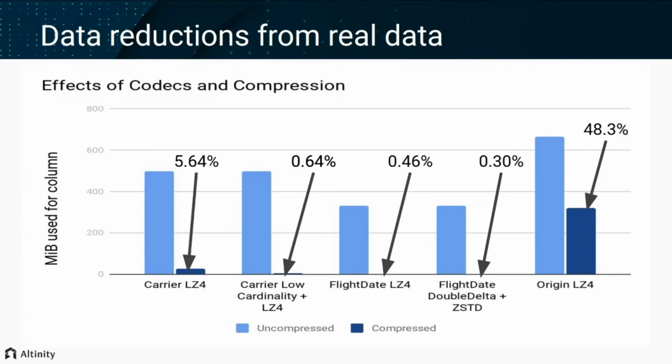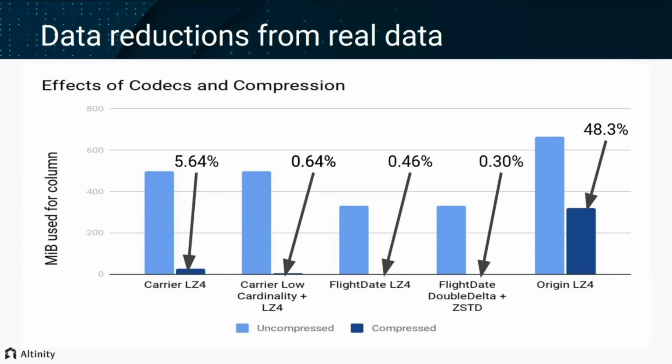We can do similar things on flight dates. So we see flight date with LZ4, contrasted with double delta and STD. And then on the right side, what we see is not everybody is perfect. The origin is an airport code. In this particular case, we haven't applied a codec to it, and it compresses to 48% of its original value. So that's about half the original size. We can, of course, tweak that and make it much faster, or make it much less.